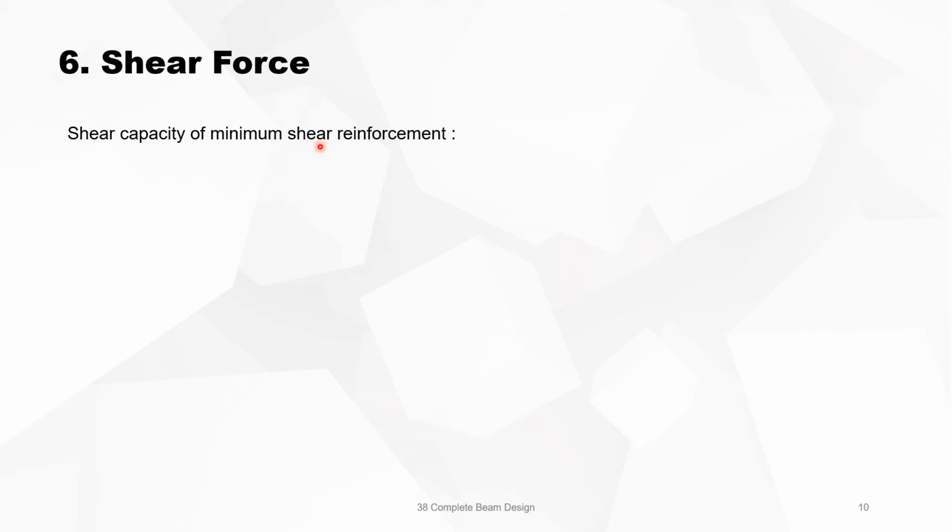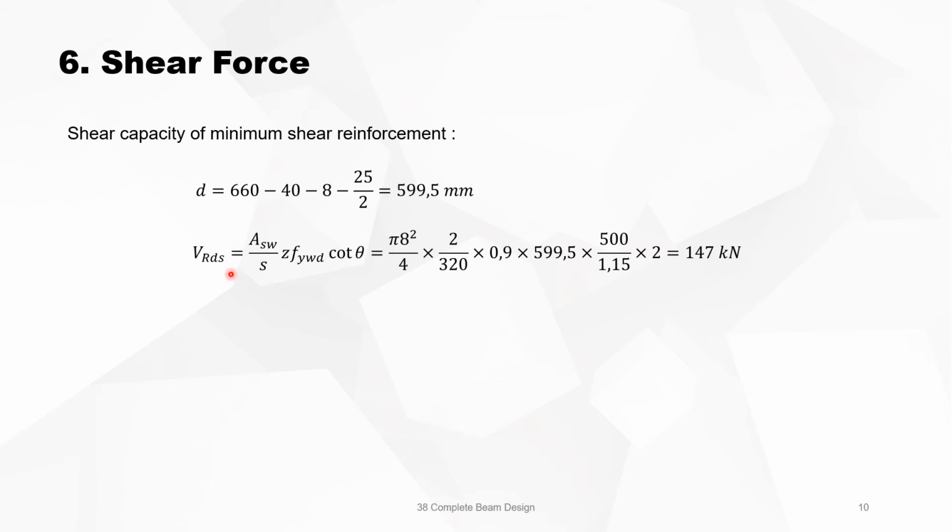For the shear capacity of the minimum shear reinforcement, we calculate the effective depth with the diameter 8 instead of 10. We calculate the capacity of the minimum shear reinforcement, which is just the shear reinforcement times the lever arm times fywd times cot theta. That's all we have to do, and we have 147 kilonewton. So this means that the minimum shear reinforcement can take 147 kilonewton, which is bigger than VEd1, which is 138.